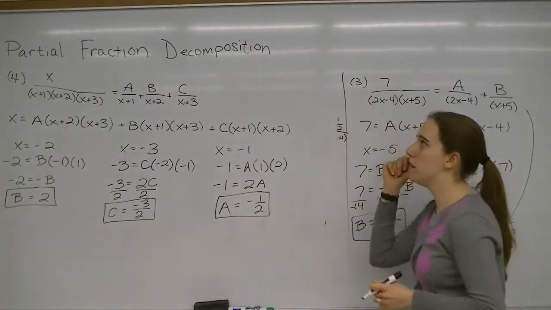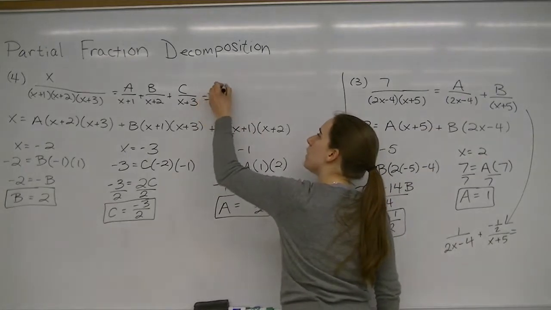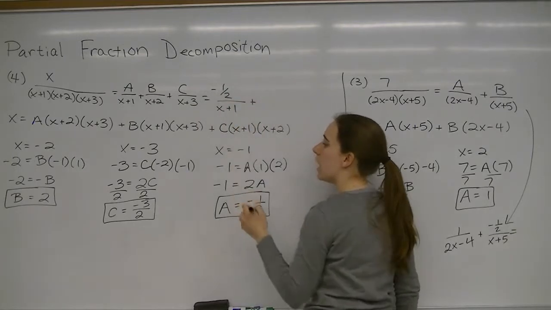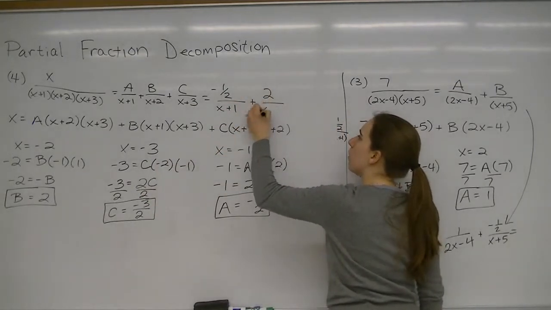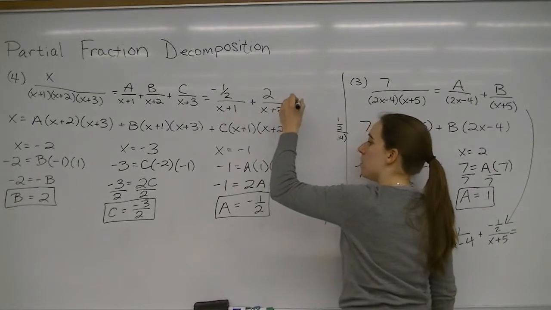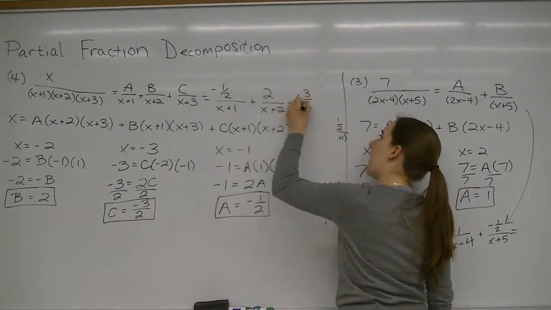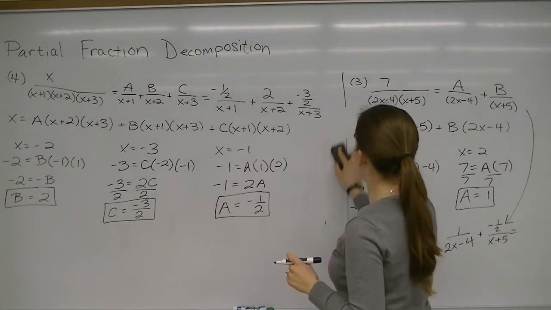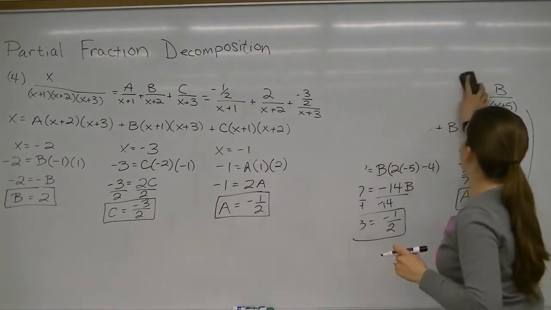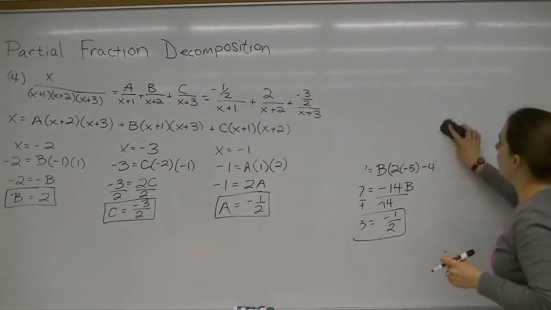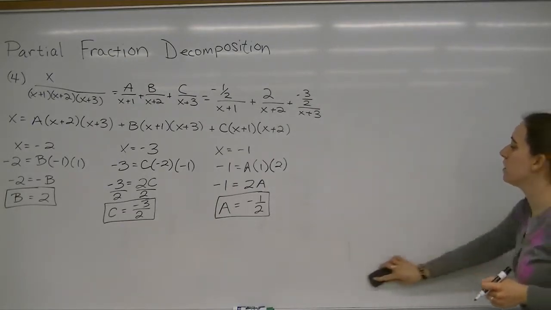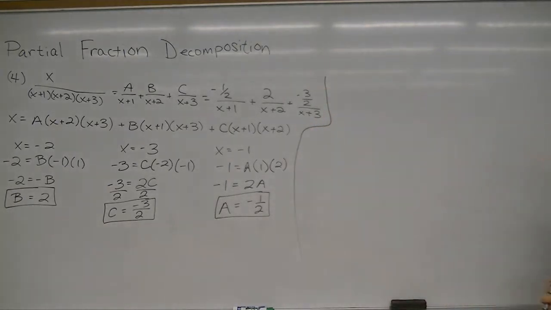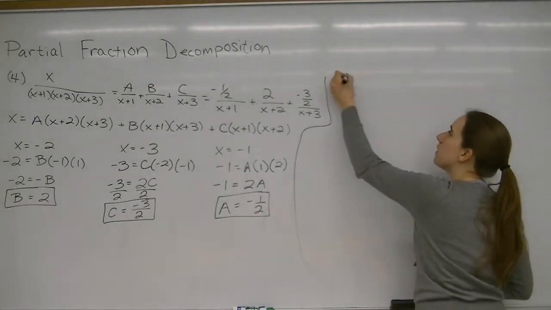So let's write our decomposition now. So we have -1/2 over x plus 1, plus 2 over x plus 2, plus -3/2 over x plus 3. So we followed the same steps, nothing really changed, it just was a little bit longer. Okay, let's look at another example where we have 3 pieces.